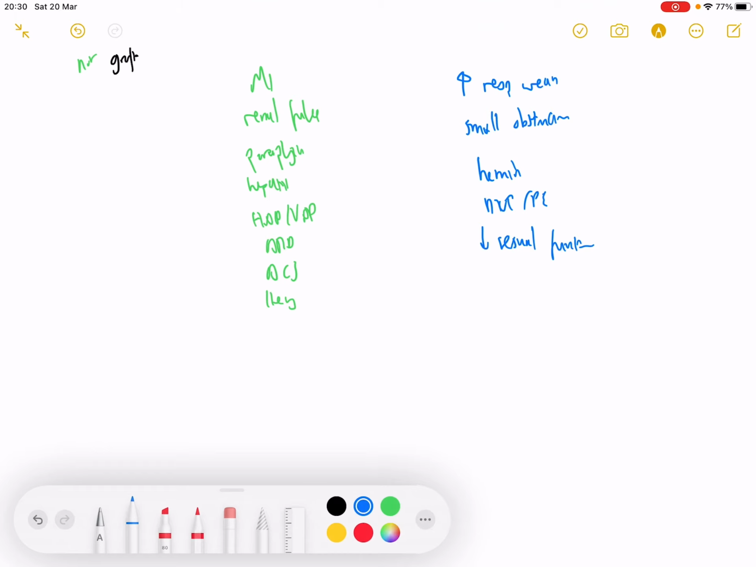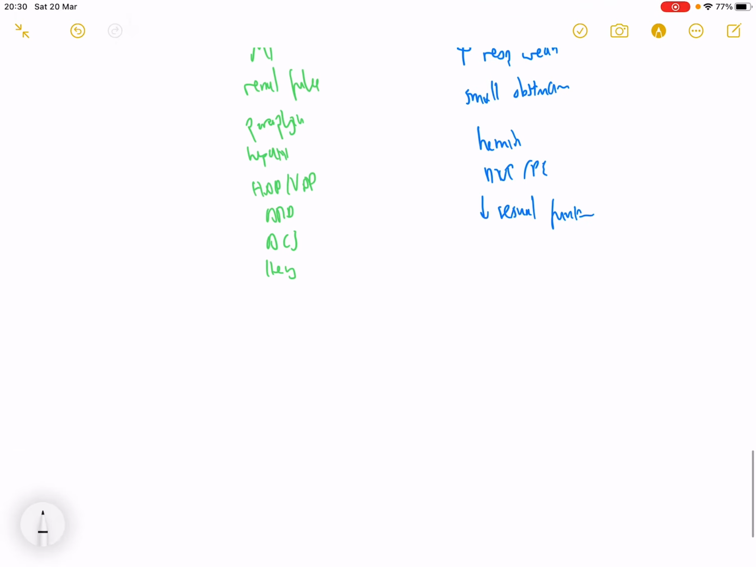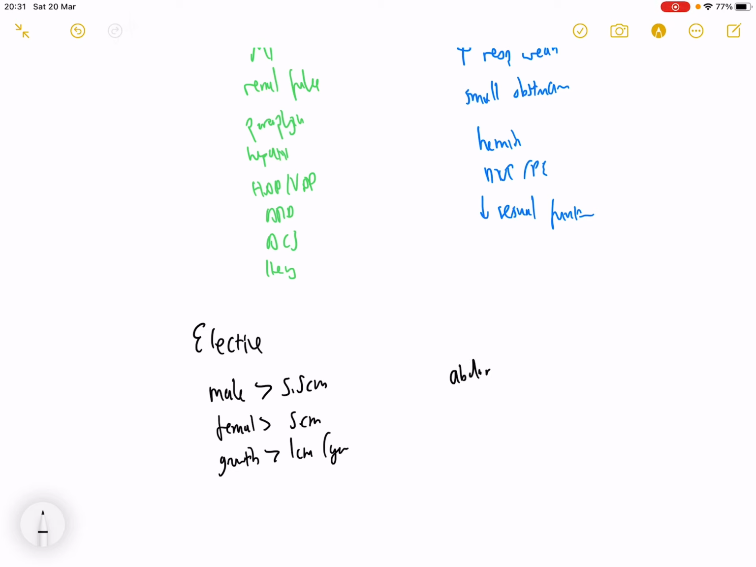So when do we intervene? Well, we should be doing elective repairs if you're male with an aneurysm of greater than 5.5, or female 5, or growth greater than 1 centimetre per year. You can do abdominal ultrasound as monitoring.